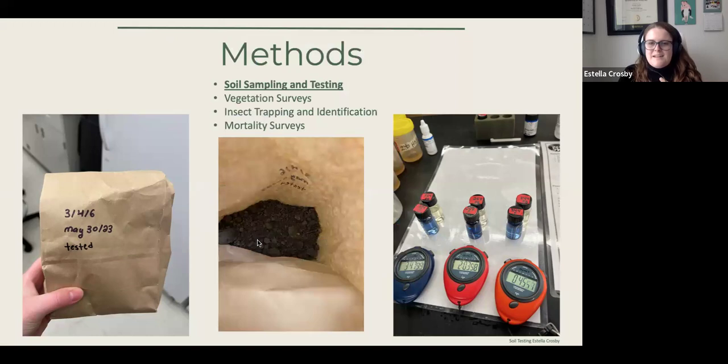The samples were taken 10 centimeters deep into the ground, and they were stored in a paper bag to help prevent mold growth, and then stored in a fridge once they were brought back to the lab at Waterloo. They're being tested for phosphorus, nitrate, nitrogen, potassium, and pH.